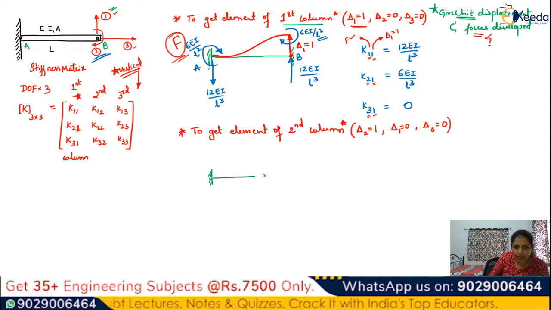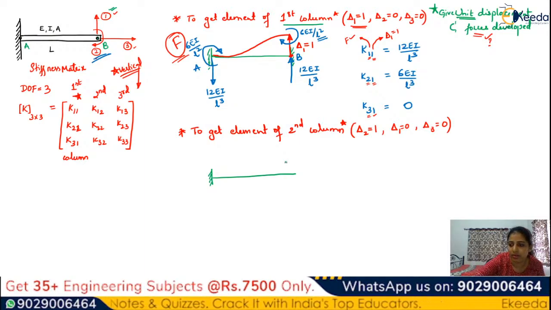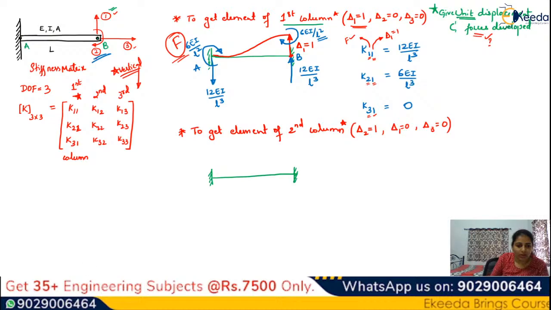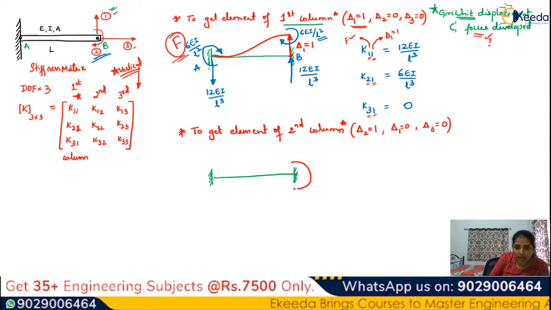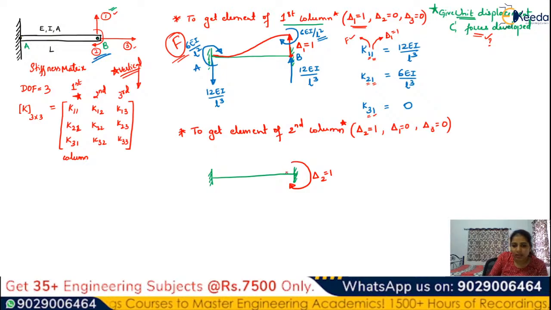So this is your beam. We will give a unit rotation in the direction of the second coordinate. So here your delta 2 will be equal to 1. So if you are applying a rotation here, how will it look? This beam will try to bend like this. So we are giving a unit displacement of delta 2 equal to 1.